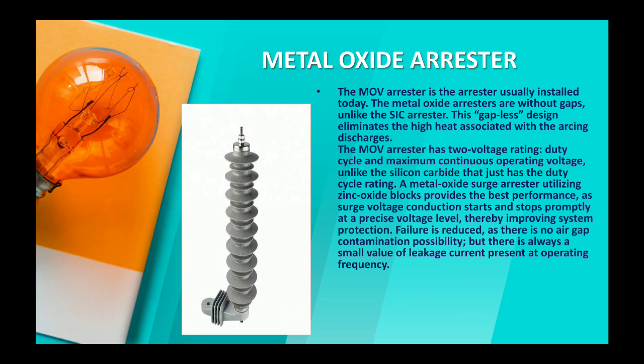a metal oxide surge arrestor utilizing zinc oxide blocks provides the best performance. As surge voltage conduction starts and stops promptly at a precise voltage level, it improves the system protection. Failure is reduced as there is no air gap contamination possibility, but there is always a small value of leakage current present at operating frequency. So that is the metal oxide arrestor.